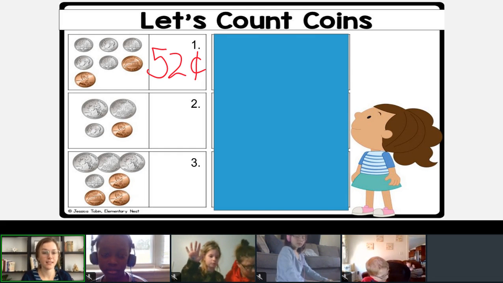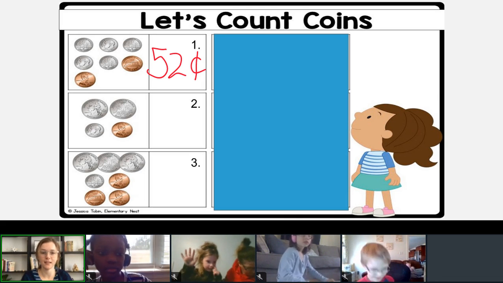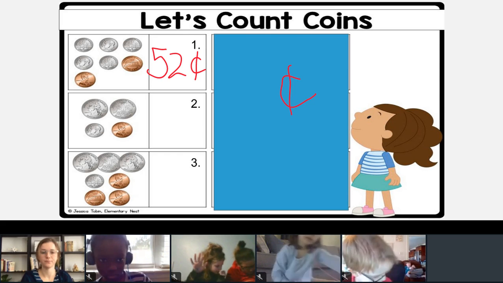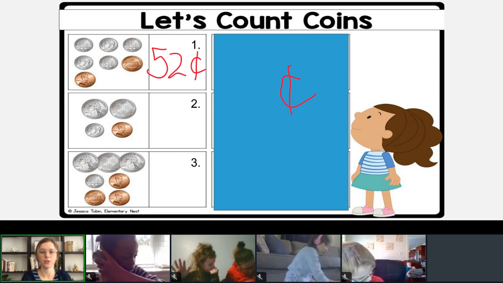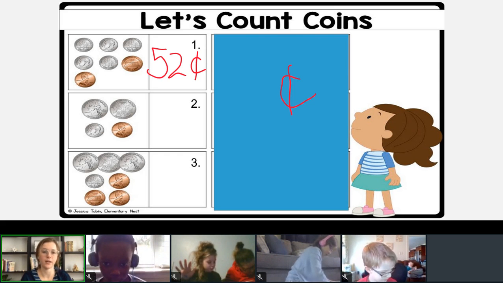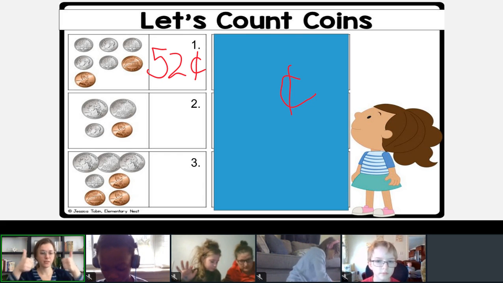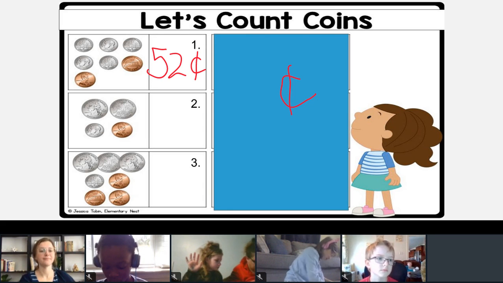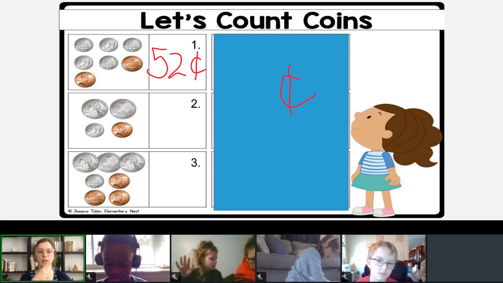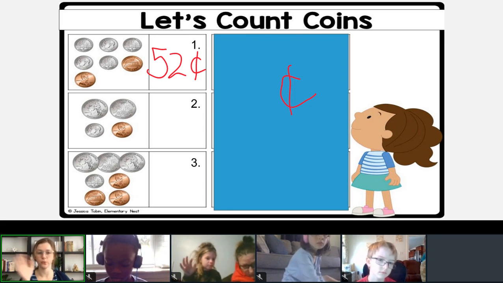And when you write this on your whiteboards to show cents, you can write a C with a line through it. So that way we all know that you're talking about cents, you're talking about coins. But number 1 is 52 cents. Great job. What about number 2? Raise your hand if you solved number 2.